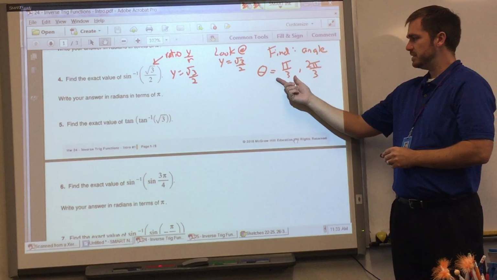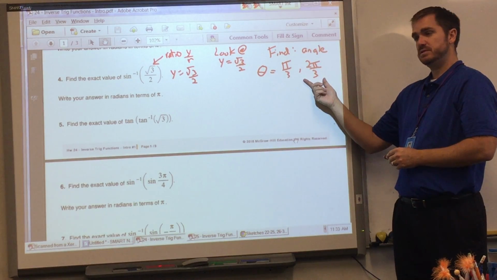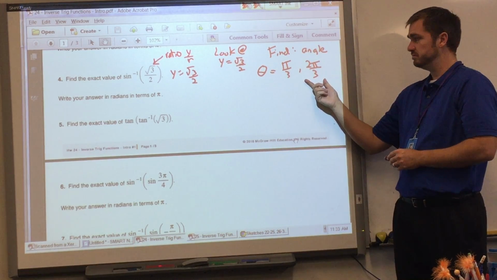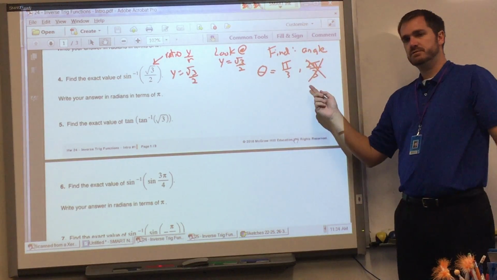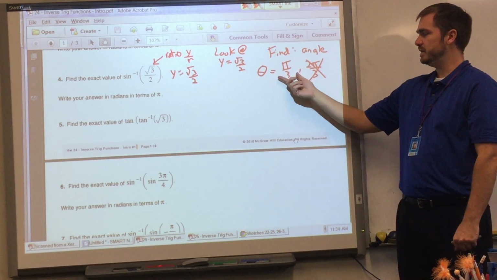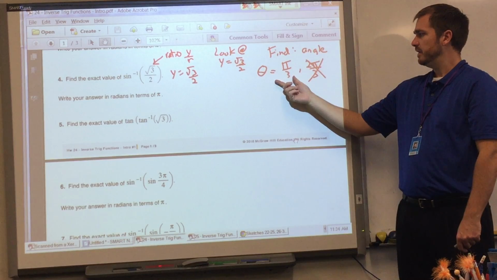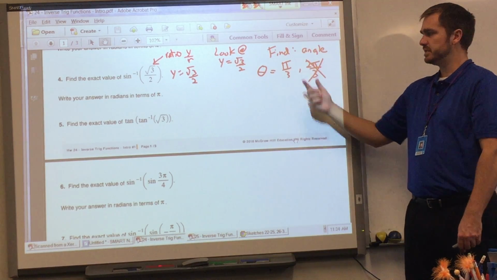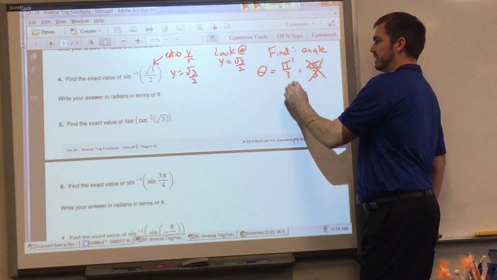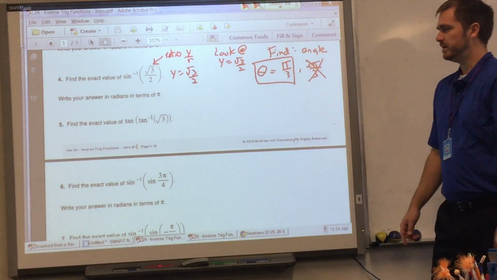5 over 3 and 2 pi over 3. If I were to guess, I'd say this one's probably in the first quadrant, this one's in the second quadrant. No second quadrant for you. Inverse sine is only first quadrant. And hey, that's already exactly the type that we like. So pi over 3 is our answer. That one's much better.